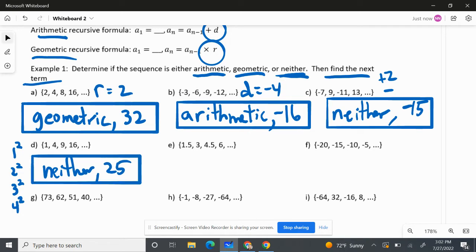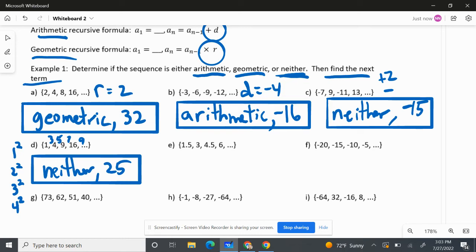Now, sometimes some students notice the pattern of differences is 3, 5, 7. Then that means there's going to be a difference of 9 in between. 1 to 4 is 3, 4 to 9 is 5, 9 to 16 is 7. So if you add 9 to 16, it still gives you 25. So however you figure out the pattern.